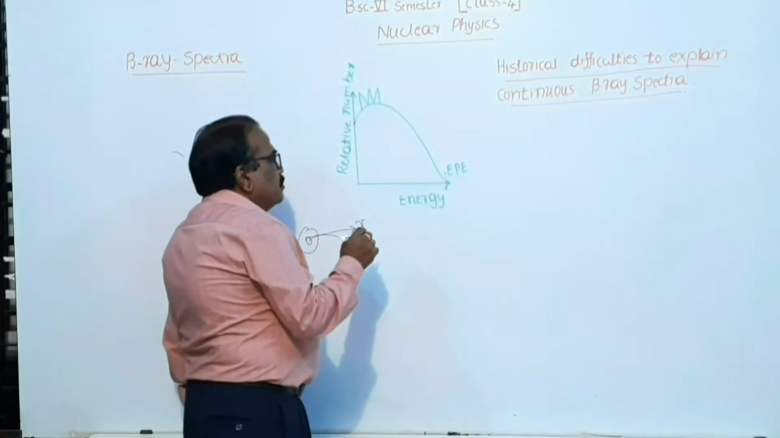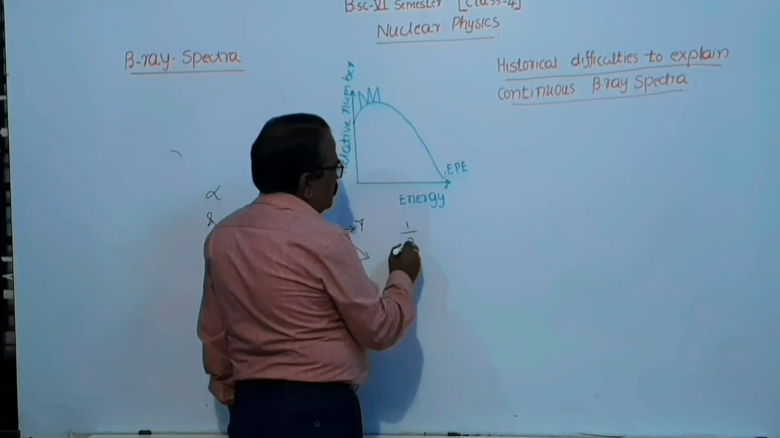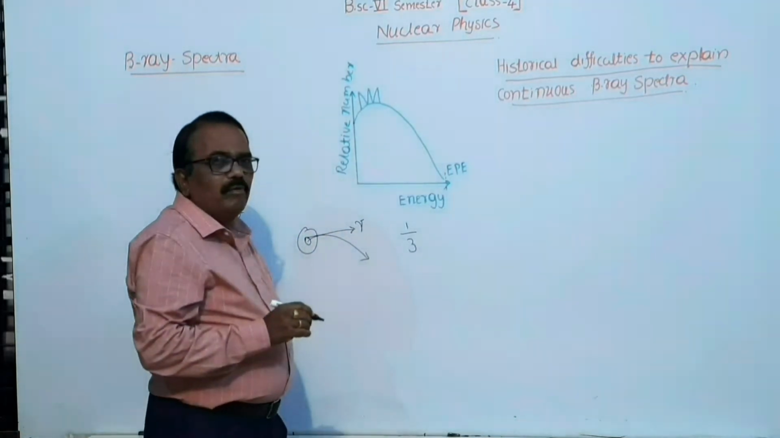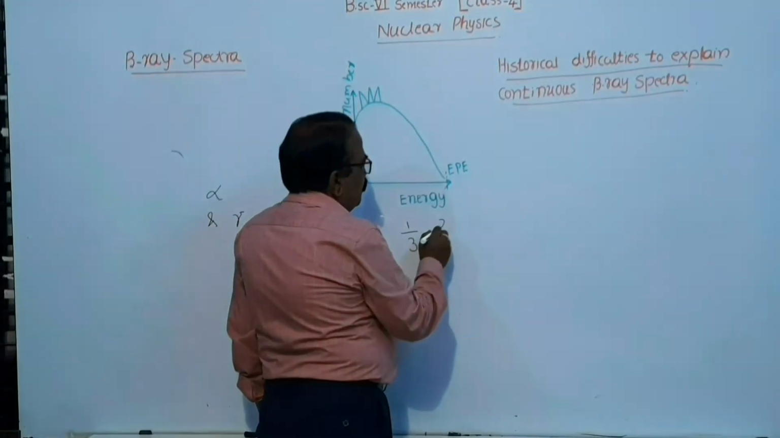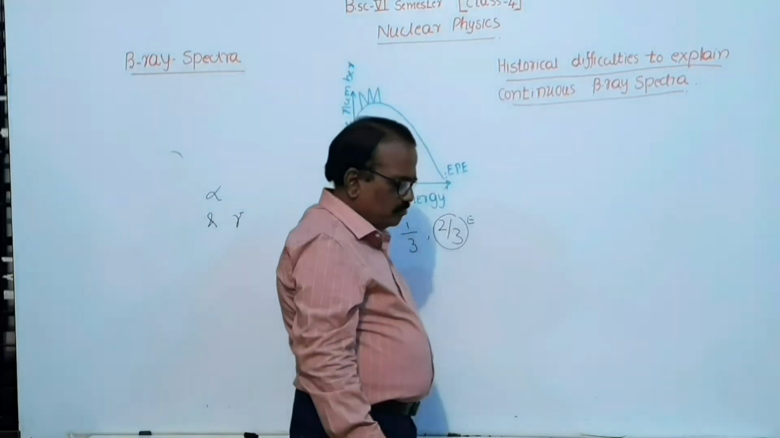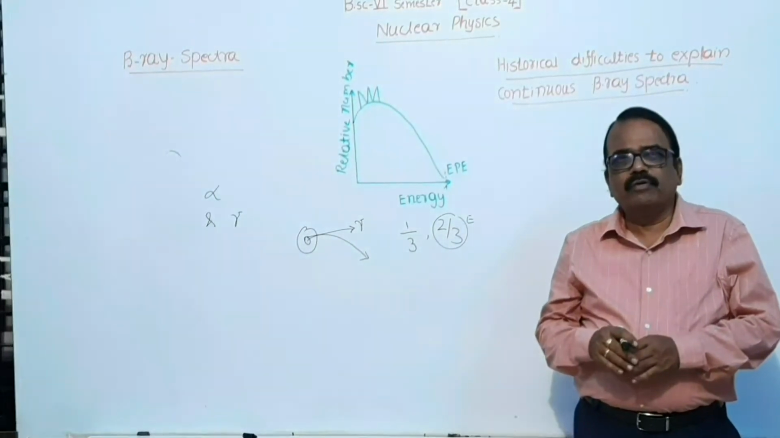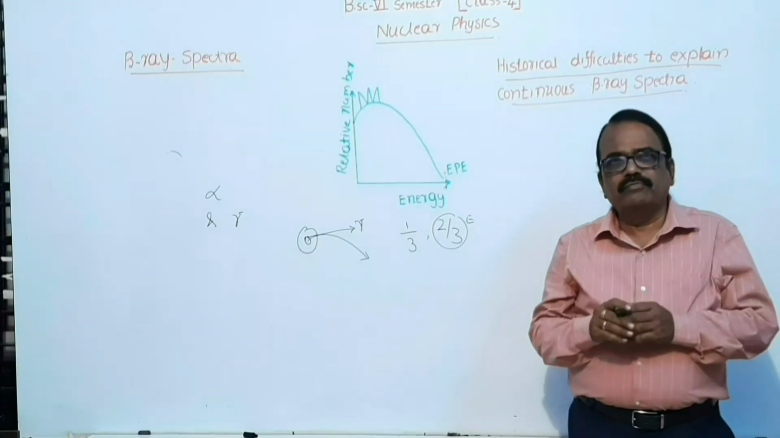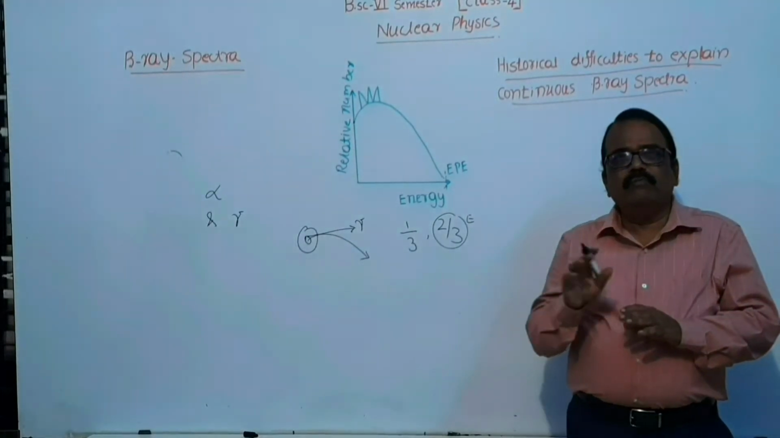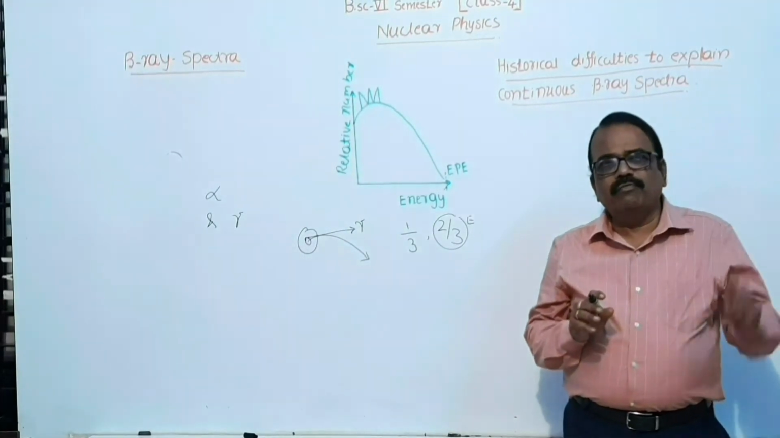Then the average energy emitted by this beta particle is 1/3 of this total energy. Here 2/3 of the energy is escaping, thus violating the law of conservation of energy. So in the first problem, the beta emission violates the law of conservation of energy.